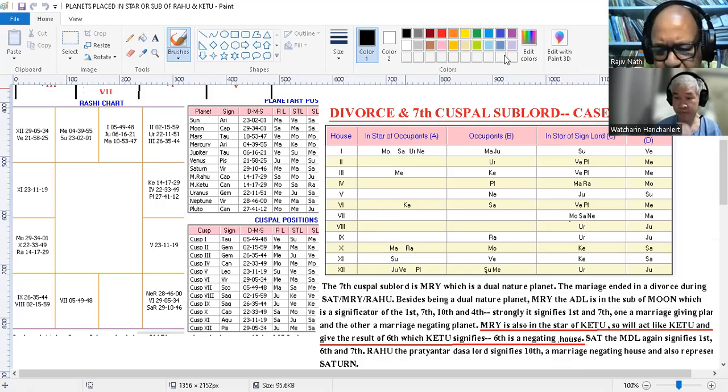This is today's lesson number 7. Just note down this particular write-up. We have to come back to this to see how a planet sitting in the star or sub of Rahu and Ketu will act. To explain that, this is an example here. Anyway, I will not go into this because you may not follow it much. Similarly, another example is there.